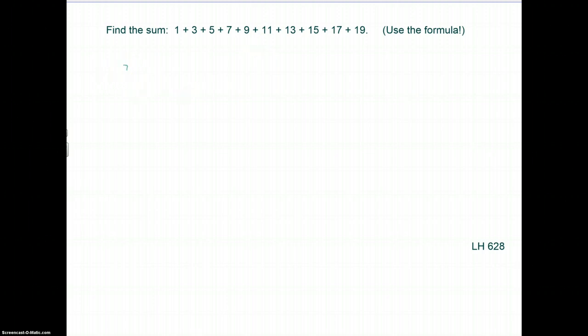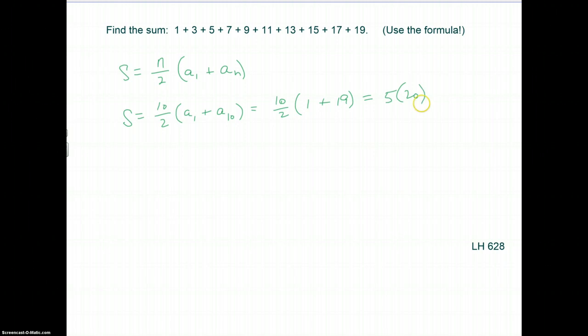So now we know that the sum is equal to n over 2 times a sub 1 plus a sub n. In this case, our sum is going to equal, we have 1, 2, 3, 4, 5, 6, 7, 8, 9, 10 terms. So 10 divided by 2 times a sub 1 plus a sub 10, which is 10 divided by 2 times 1 plus 19, or 5 times 20, or 100. Okay, so the sum of those numbers using the sequence formula is 100.